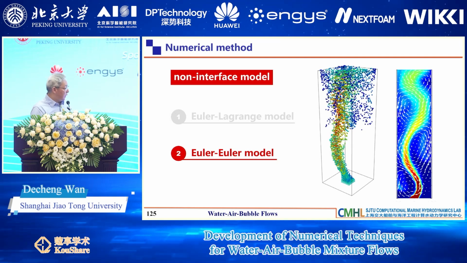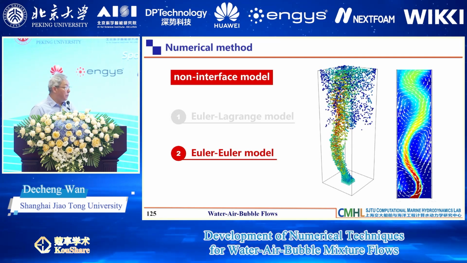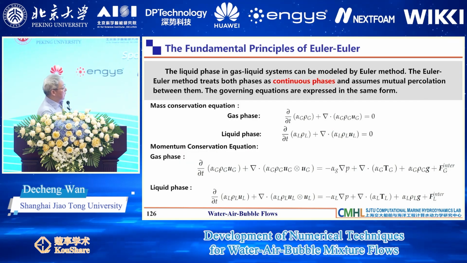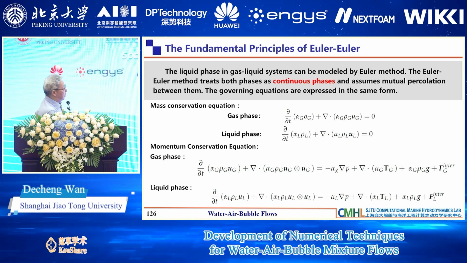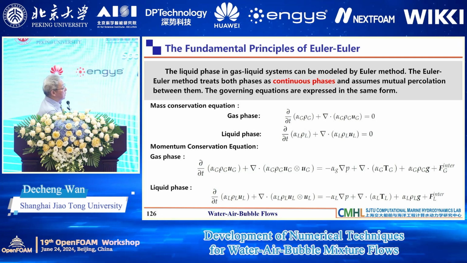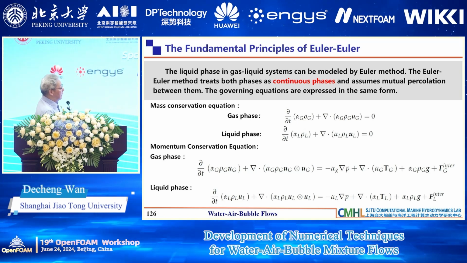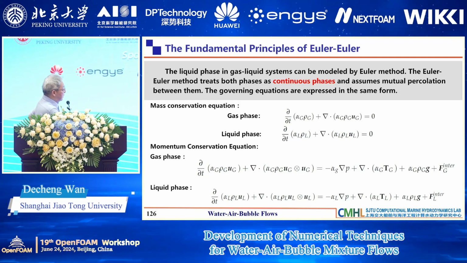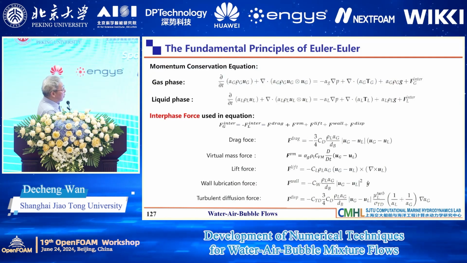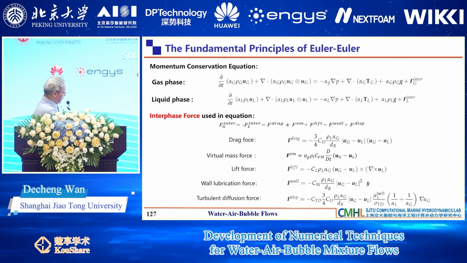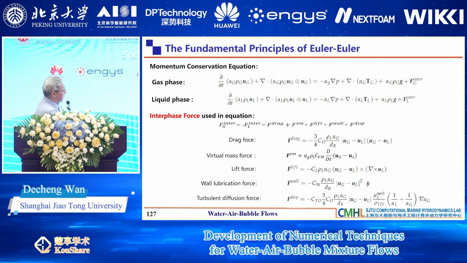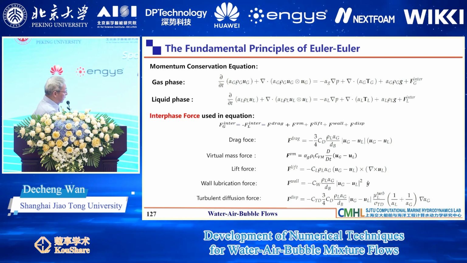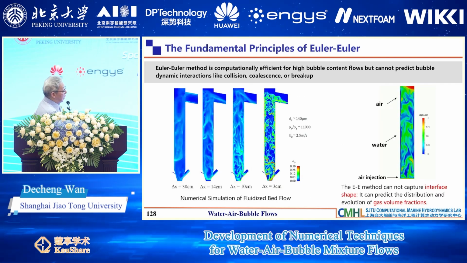Another way is the Euler method, which is more simple compared to the Euler-Lagrange method. There are two equations, one is the gas equation, one is the liquid equation, always in the Euler formulation. So we can get the two momentum equations, with mass and momentum. Then we can solve these two equations together. There is an interface between the gas and the liquid, and we use this equation and solve them together.